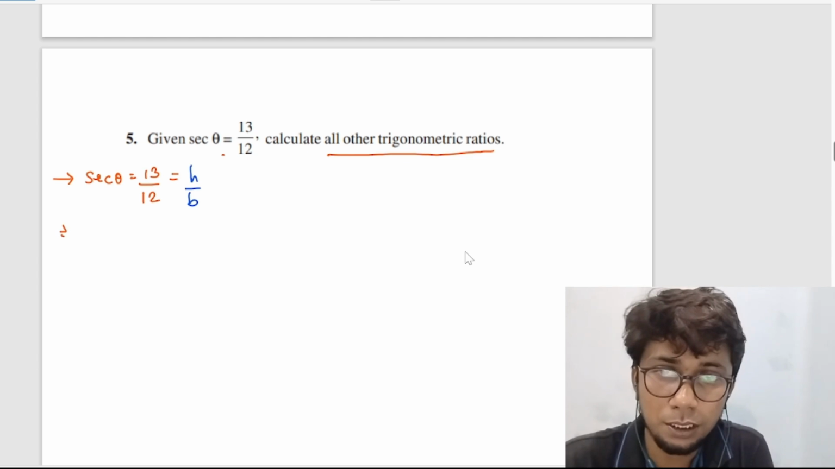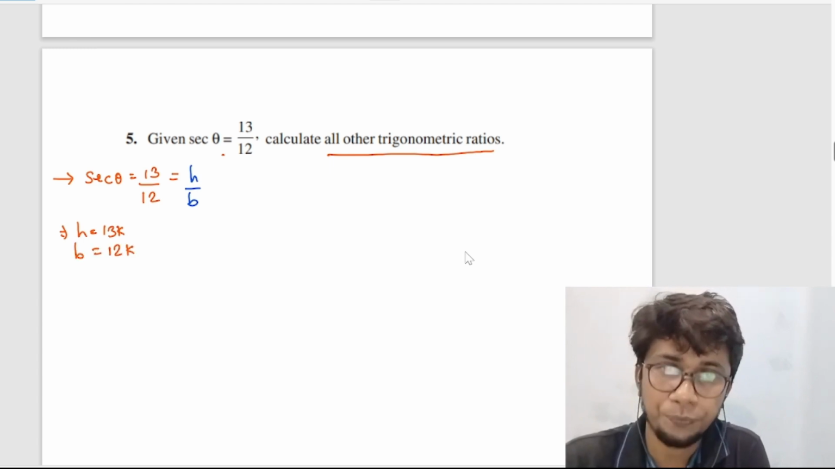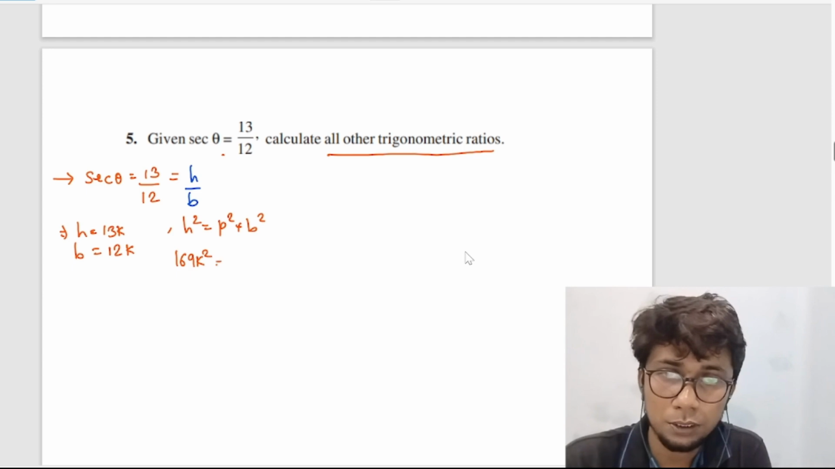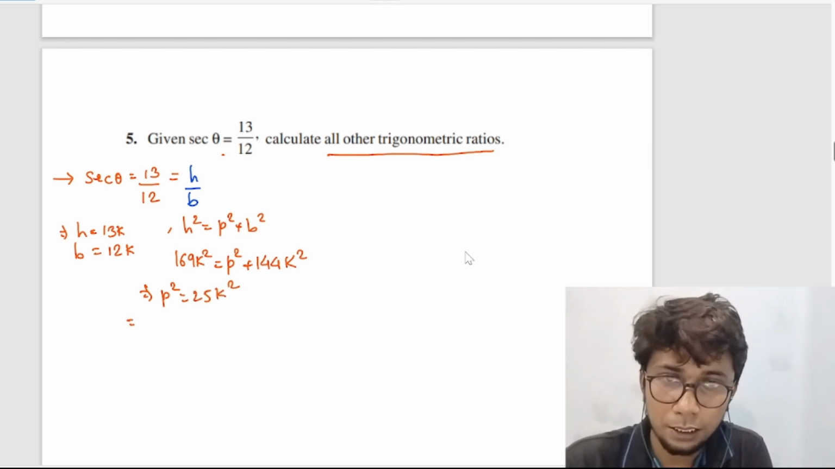So can we assume hypotenuse to be 13k and base to be 12k? Now we'll simply use the Pythagoras theorem, that is h square equals to p square plus b square. H square is 13k square, that is 169k square, equals to p square plus 144k square, that is 12k whole square. This is p square is what? 25k square, and this will simply give you perpendicular to be 5k.